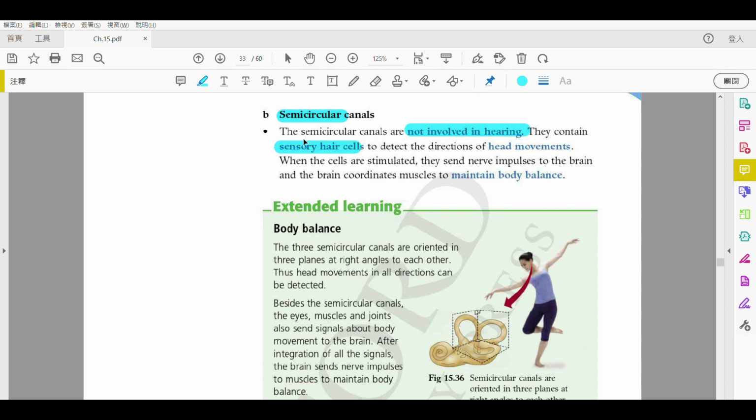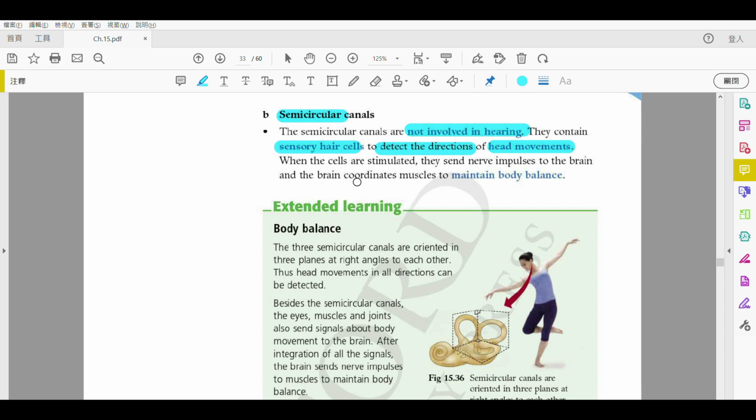But these sensory hair cells, they're not for hearing. They're for detecting the directions of head movements, inside your ear. So for example, why do we feel very dizzy after you spin several times in the same place? Why would you feel very dizzy afterwards?